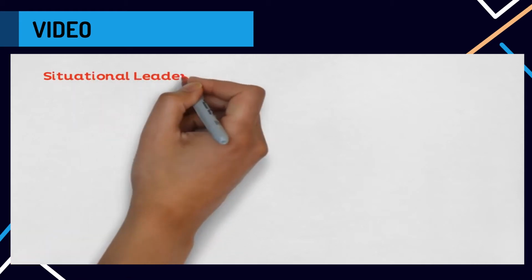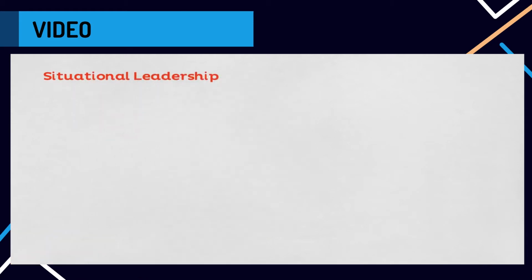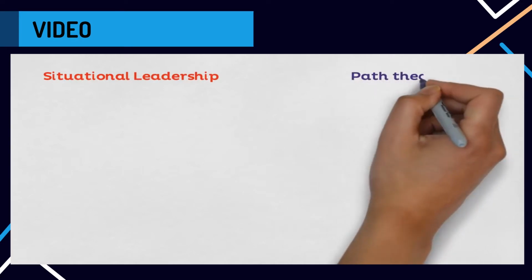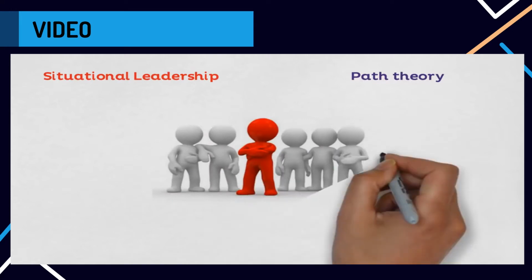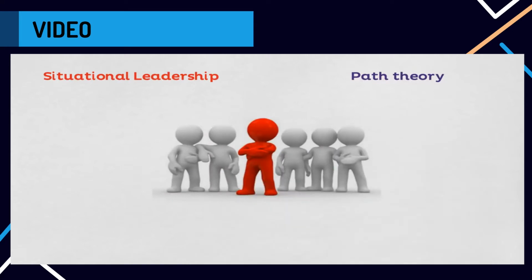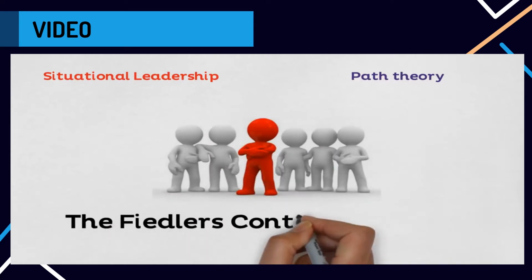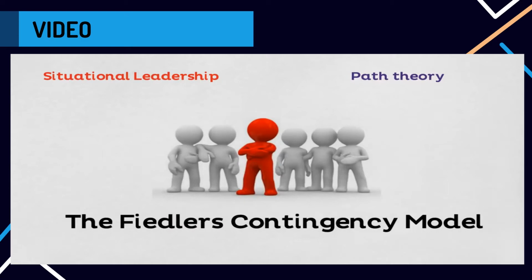If you remember the last couple of videos, we discussed situational leadership and path goal theory, which dealt with how to be an effective leader based on changing situation. In this video, we will explore the Fiedler's contingency model and see how it can highlight the most effective leadership style to use in different situations.